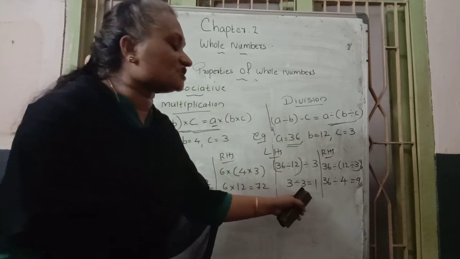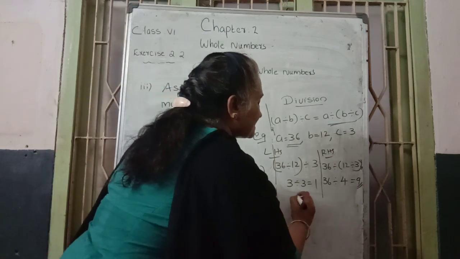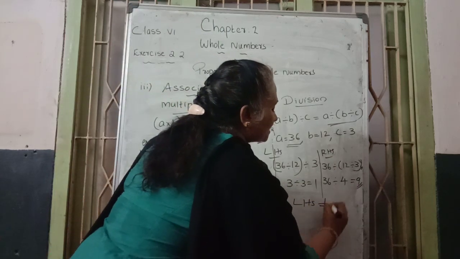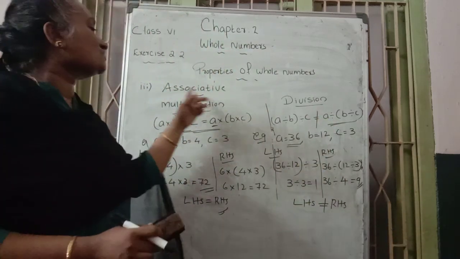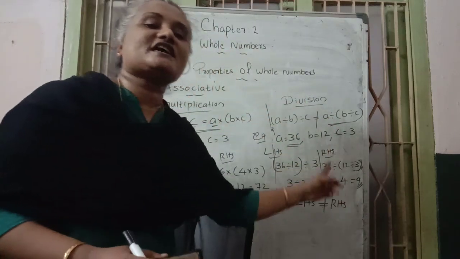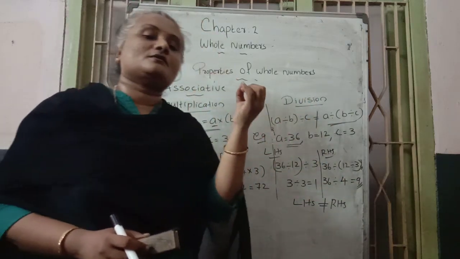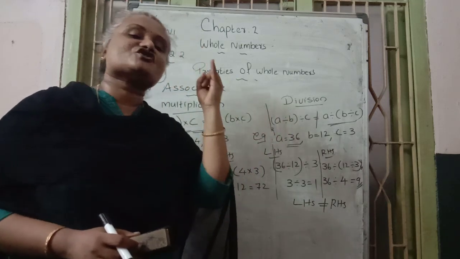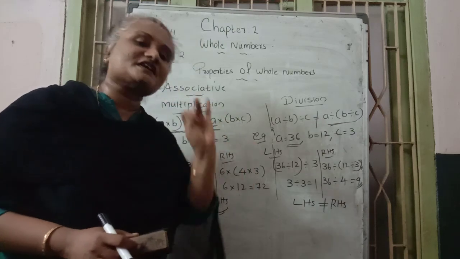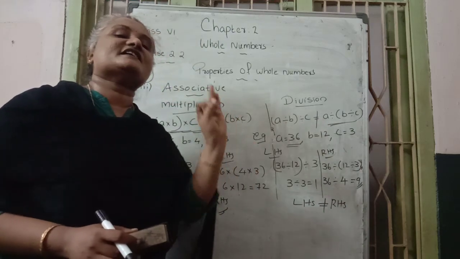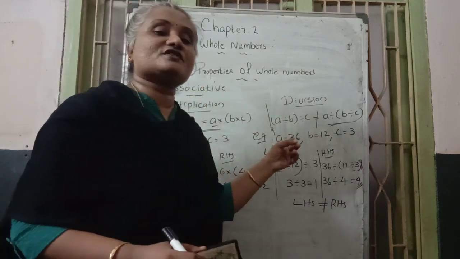So see, LHS answer is 1, RHS answer we got is 9. That's why we can say here LHS answer is not equal to RHS answer. That's why associative property is not satisfied under division operation. So which operations satisfy it? Associative property is satisfied under addition and multiplication, not satisfied under subtraction and division. These are the associativity property.